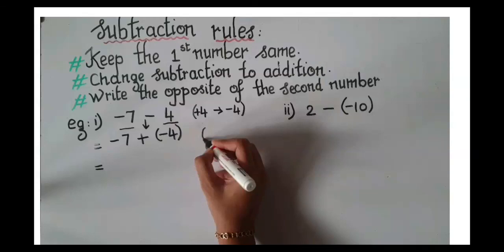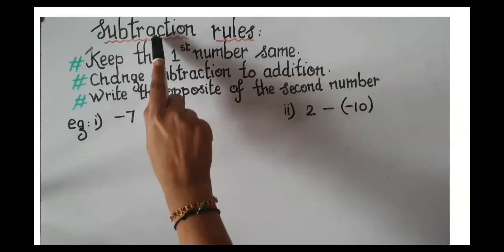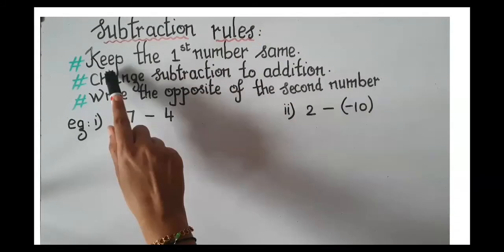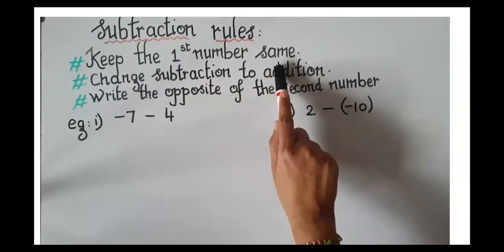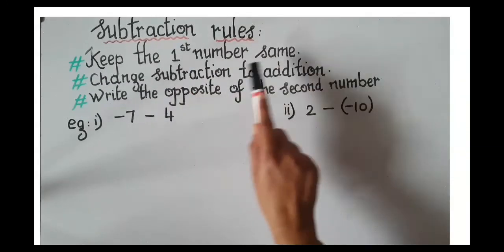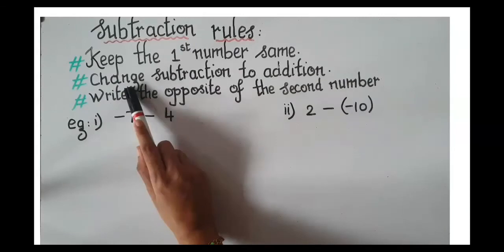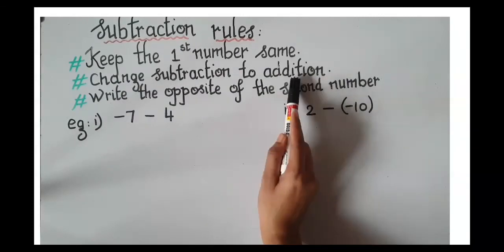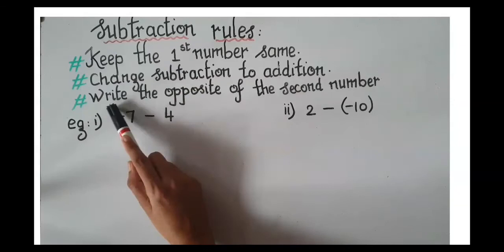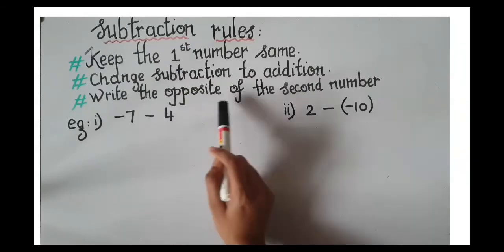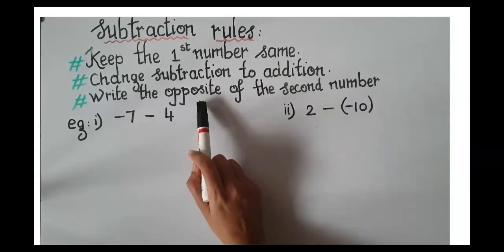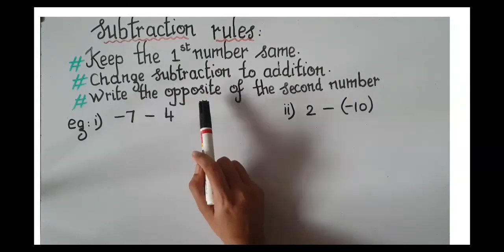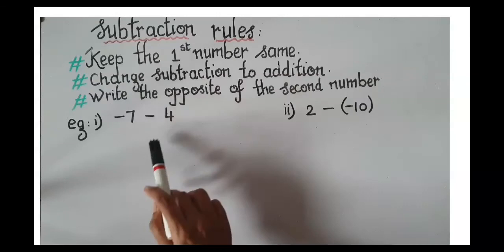Let's see how you can apply it in the sums. Subtraction rules: keep the first number the same. Second, change subtraction to addition. Third, write the opposite of the second number. So these three steps we are going to follow, and then ultimately it will be the addition rules. So let's see the sum.